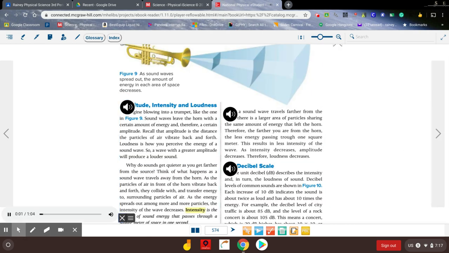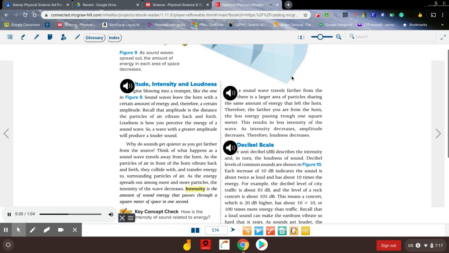Amplitude, intensity, and loudness. Imagine blowing into a trumpet, like the one in Figure 9. Sound waves leave the horn with a certain amount of energy and, therefore, a certain amplitude. Recall that amplitude is the distance the particles of air vibrate back and forth. Loudness is how you perceive the energy of a sound wave. So, a wave with a greater amplitude will produce a louder sound.